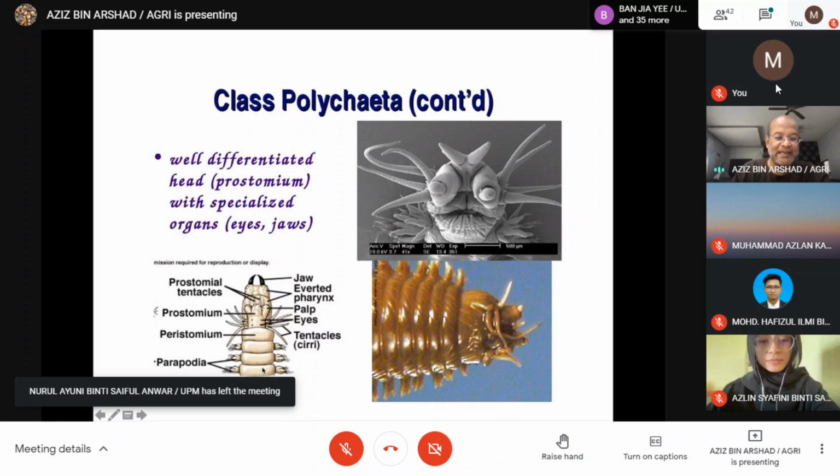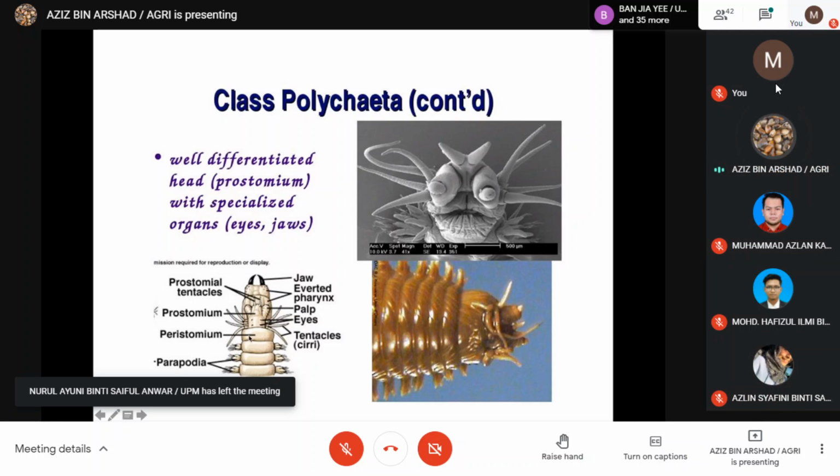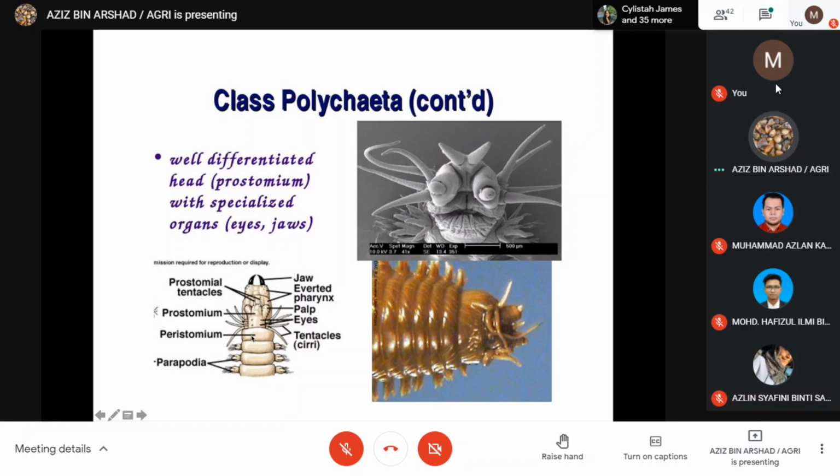And the body is segmented, as you see. The first segment is called peristomium, then come the normal segments. The normal segment can normally be identified by the presence of parapodia. First segment, second segment, and third segment. And you see the segments here in real animals too.